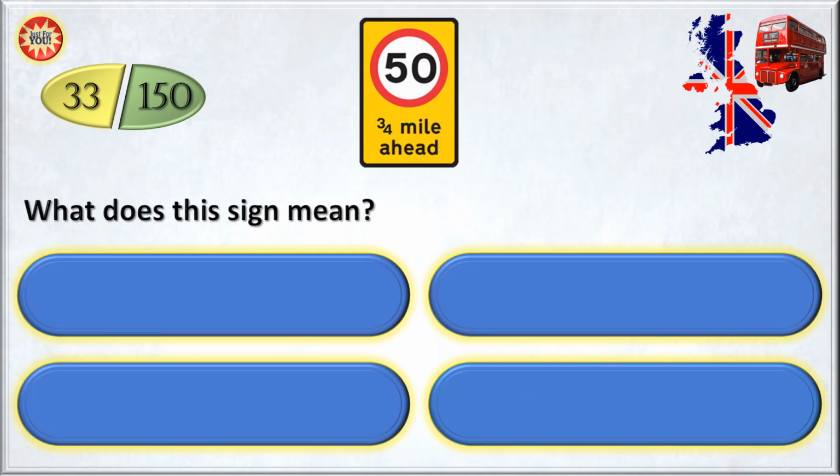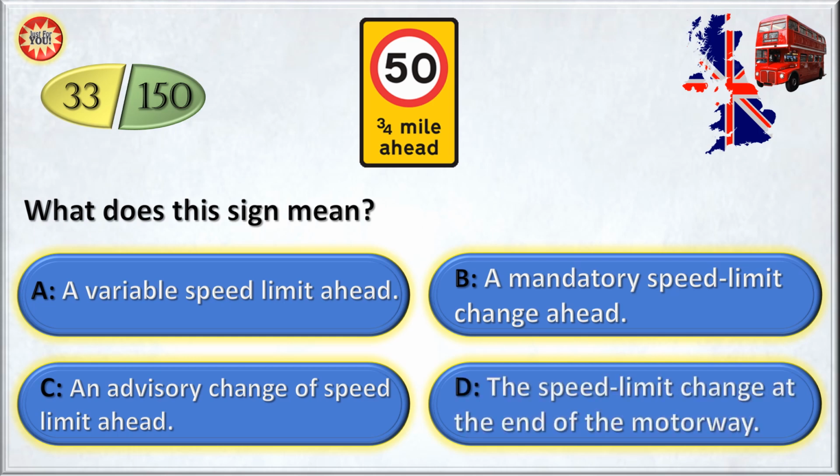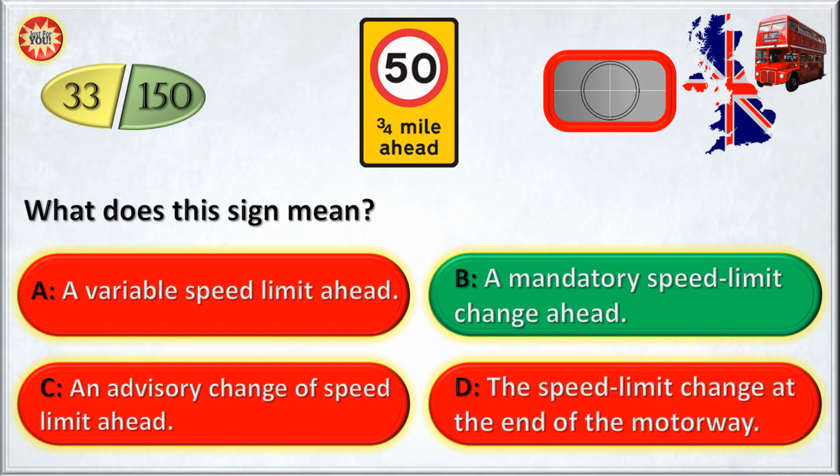What does this sign mean? A variable speed limit ahead. A mandatory speed limit change ahead. An advisory change of speed limit ahead. The speed limit change at the end of the motorway. A mandatory speed limit change ahead.